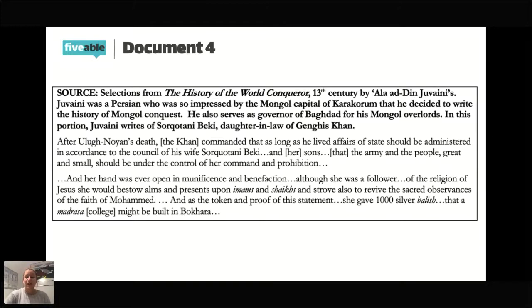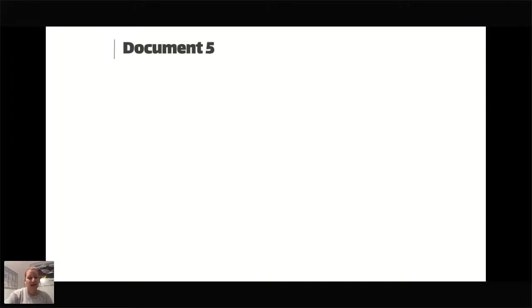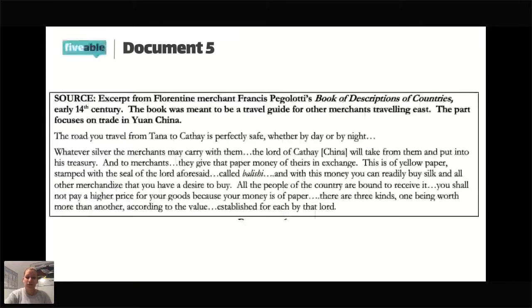And so again, tie it back to the prompt about the impact that the Mongols had in Europe, in Afro-Eurasia. Here it's the impact in Baghdad in the Middle East. All right, document 5. Sorry, I'm speeding up a little bit because the better we get, the quicker we can go. We don't want to spend too much time on our sourcing because we still have to write a whole essay. Not today, but in general.